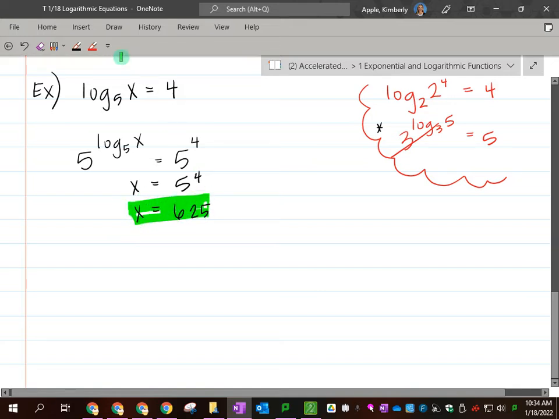If you go back up here, you'll see that 625 just goes in for x. It's positive, so we're good to go. This is a solution.